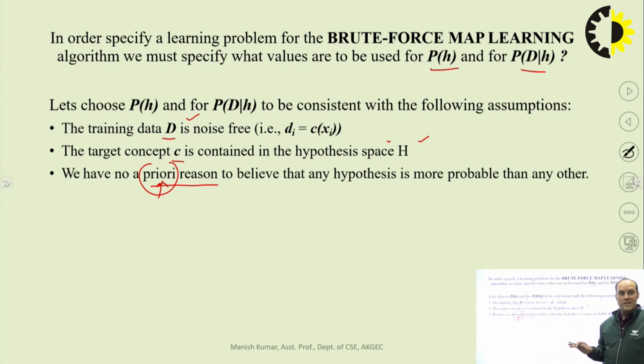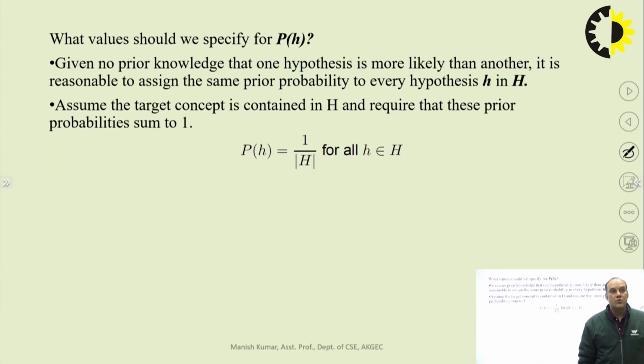So considering this, we have chosen P(H) and P(D|H) to be consistent. So what value should we specify for P(H)? For specifying this value, we have already said there is no prior knowledge that one hypothesis is more likely than another. It is reasonable to assign the same prior probability to every hypothesis h in H. We have assumed the target concept is contained in H. This is my second point, and the first point I have already briefed here.